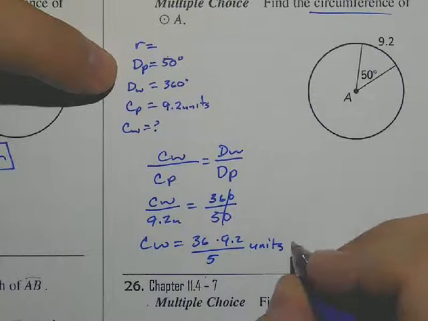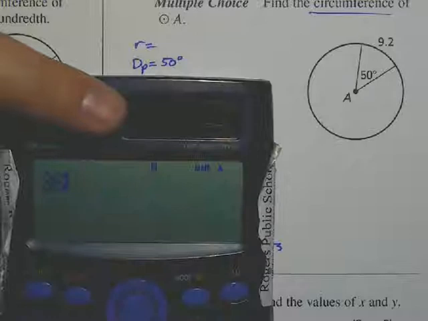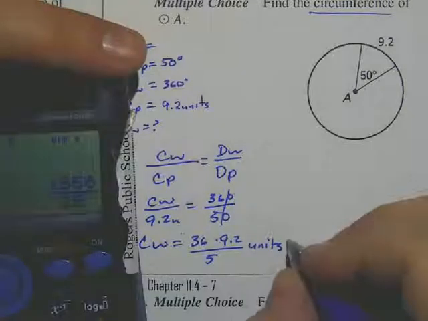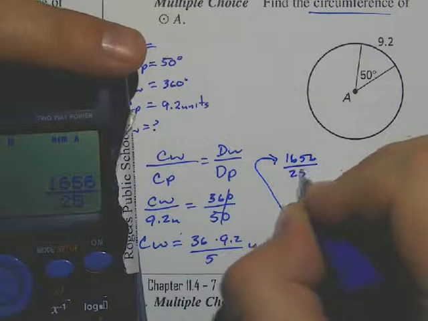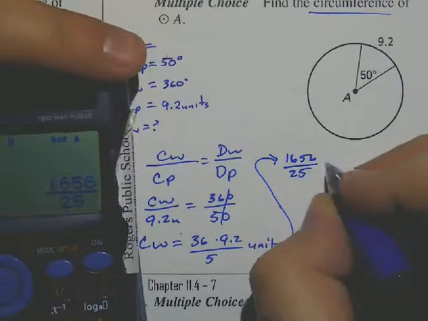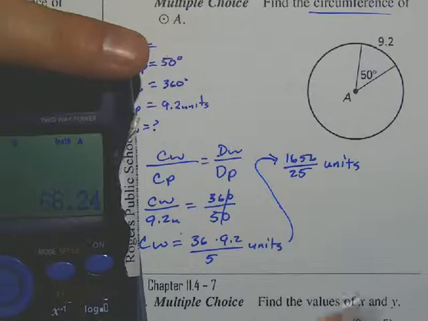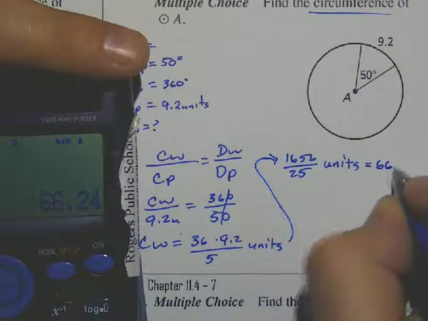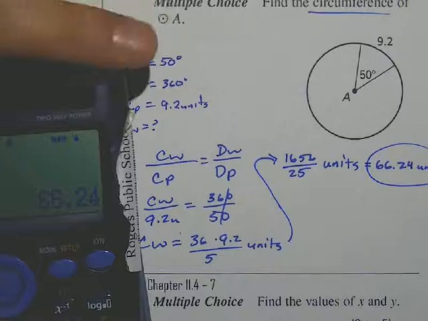So CW is 36 times 9.2 divided by 5. I apologize, guys, I am running out of time. I need to get out of here, so I'm going to use my calculator a little more right now. And that is going to switch over to a decimal of 66.24. Okay, and there it is.